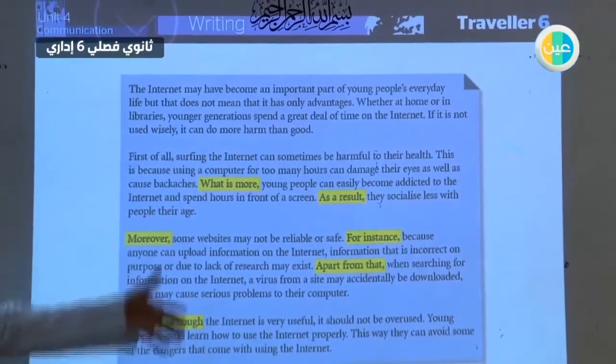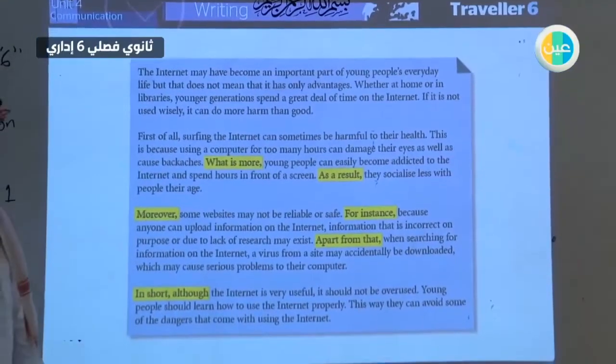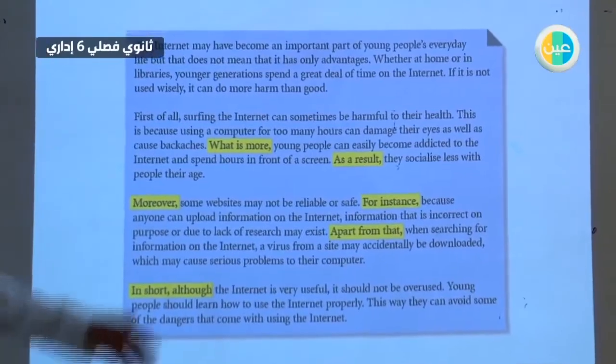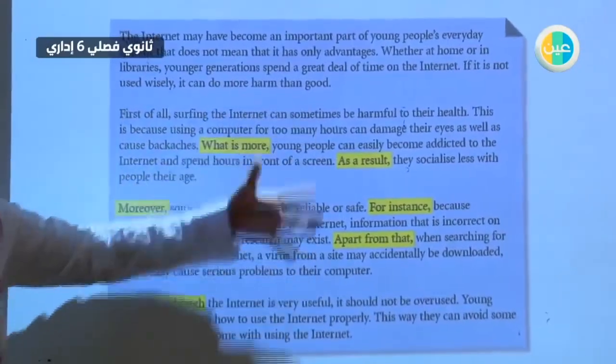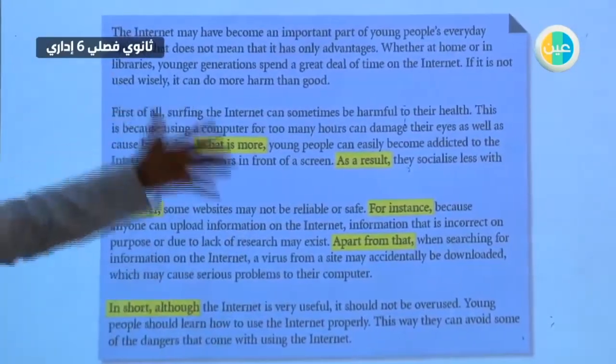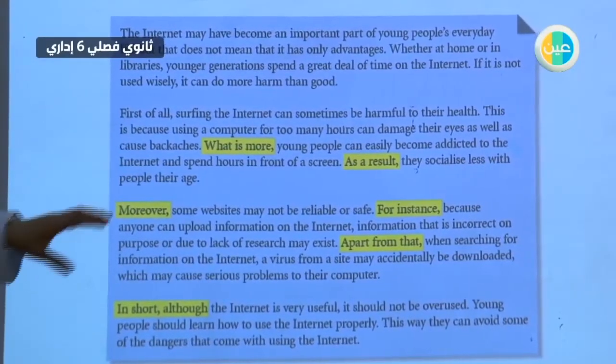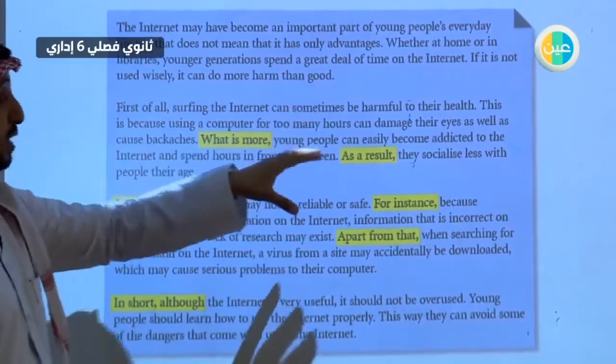So this is the sample of writing. Imagine that you have read the rubric and then you wrote your own essay. So this is the sample.